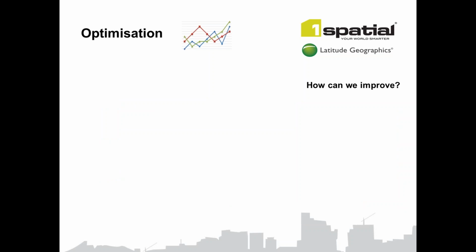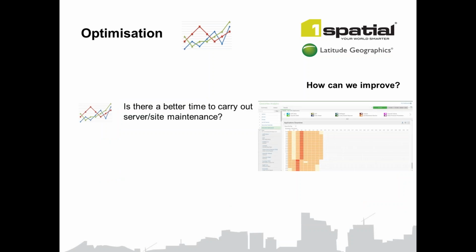Following that, we can start looking at optimization. How can we improve what we're delivering to our customers? Is there a better time to carry out server and site maintenance? We can have a look at our peak usage and try and understand when it'd be better to carry out maintenance.